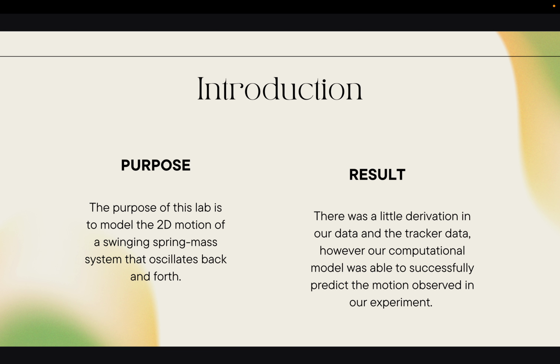To start, the purpose of this lab was to model the 2D motion of a swinging spring mass system that oscillates back and forth. The result of this lab was that we found that there was a little deviation in our data and the tracker data. However, our computational model was able to successfully predict the motion observed in the experiment as a whole.